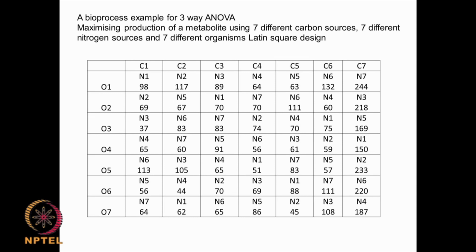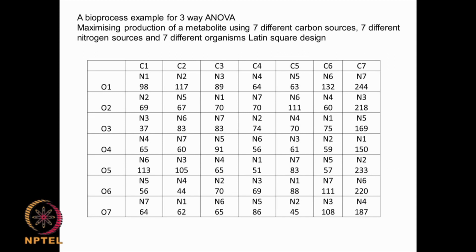What is happening is I am putting these 7 carbon sources as heading for the column and 7 organisms here, okay, and then we are changing nitrogen in certain fashion. So, N1, N2, N3, N4, N5, N6, N7, and then you have different nitrogen for these organisms and carbons. But the total number of N1s will come out to be 1 in this column, and total number of N2 will come out to be 1, N3 will come out to be 1, and so on. So, that way there is some sort of a symmetry.